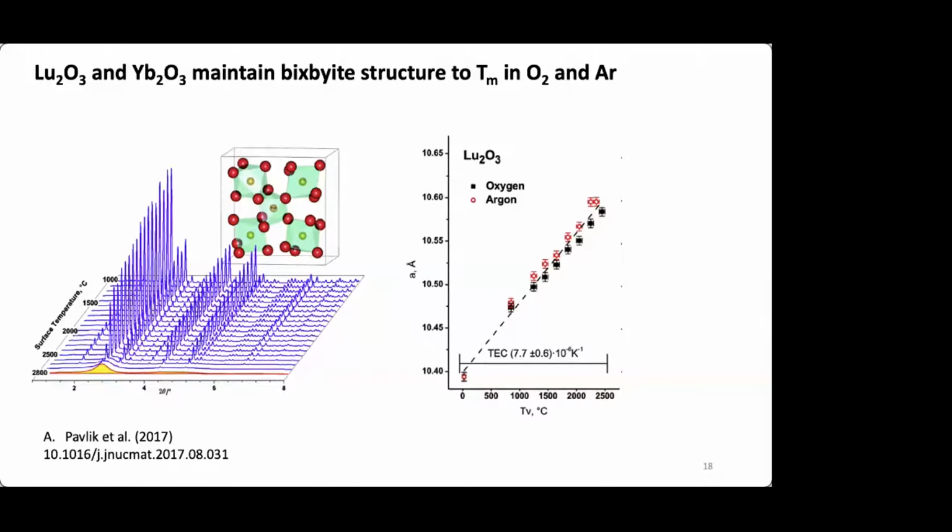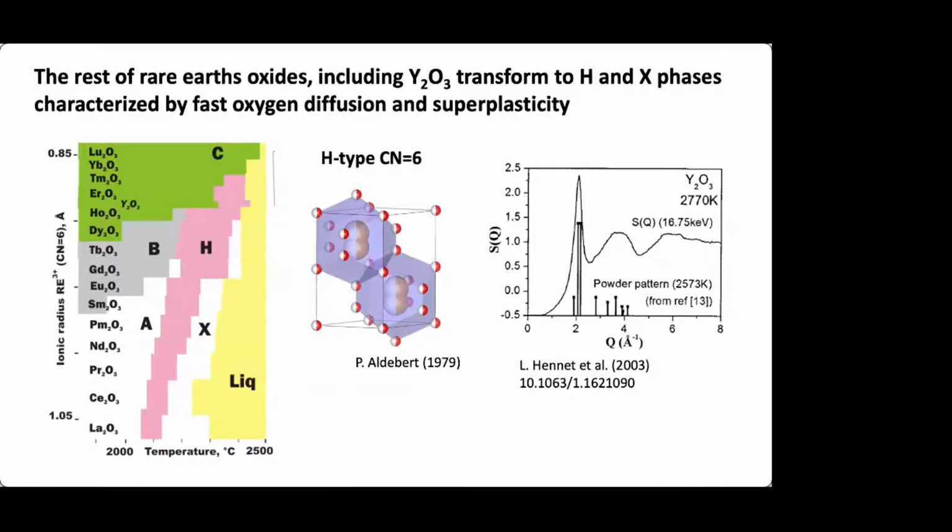To summarize our findings, lutetium and ytterbium oxide maintain the bixbyite structure to the melting temperature both in oxygen and in argon. In this case, we were able to refine atomic positions and thermal parameters to the melting temperature and correlate structural details and fusion enthalpies with computation. The rest of the rare earth oxides, including yttrium oxide, transform to H and some to the X phases, characterized by fast oxygen diffusion and superplasticity. The structure of these phases is actually similar to liquid.